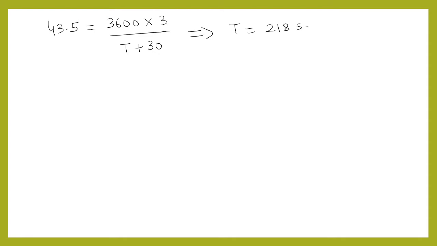So substituting the values in the equation of Vs, we get 43.5 equal to 3600 into 3 by T plus 30. So we get the value of actual time of run T equal to 218 seconds. So the average speed Va is equal to 3600 into 3 by 218, which gives us the value of 49.5 km per hour.